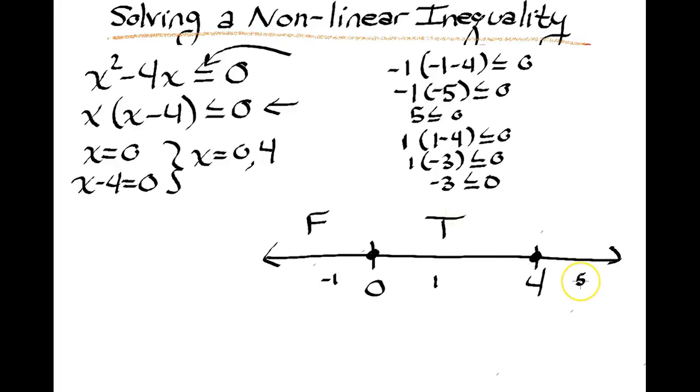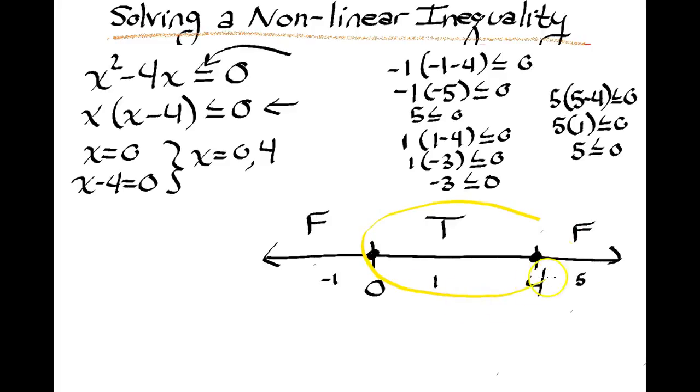I'm going to choose a test point from this region, and I get 5 times 5 minus 4. I'm going to see if it's less than or equal to 0. 5 times 1 is less than or equal to 0. 5 is less than or equal to 0. That is false. So the only region that has true is the middle region. I'm going to write that in interval notation. Oops, in black, not yellow. I have a 0 and a 4. Since my endpoints have solid dots, I'm going to put square brackets on them.